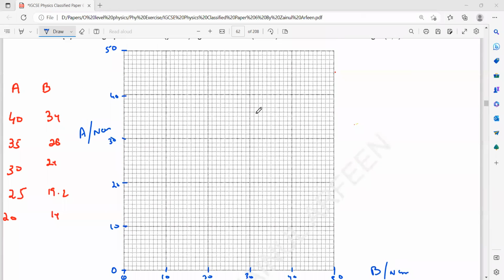Then we have to mark these points. So when A is 40, B is 34. B is on the x-axis. So this one is 34 and 40. So 31, 2, 3, 4, 30. This is the first point. Then we have 35.